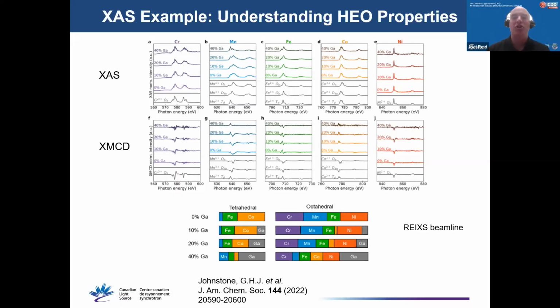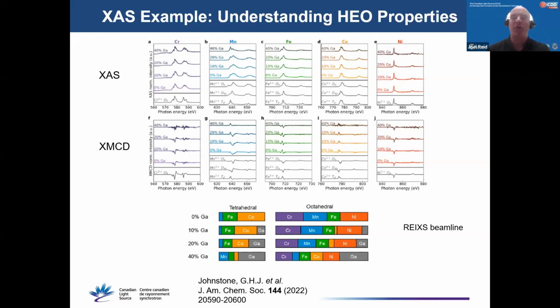There's very little change in the chromium and the nickel in these samples. They both reside exclusively on the octahedral site, but there are significant changes in the site occupations of the cobalt and the manganese. And adding gallium requires charge compensation, which is provided predominantly by the manganese.